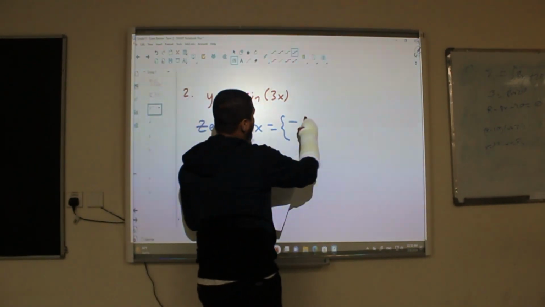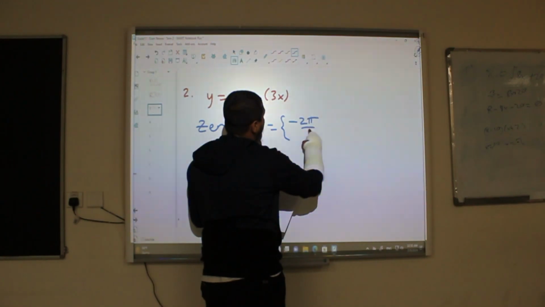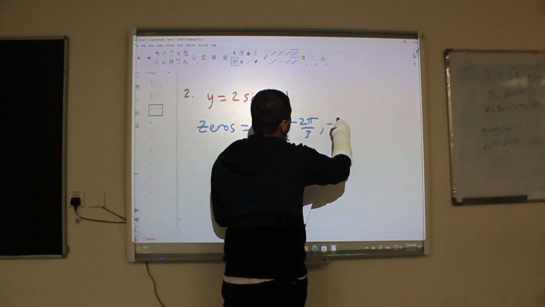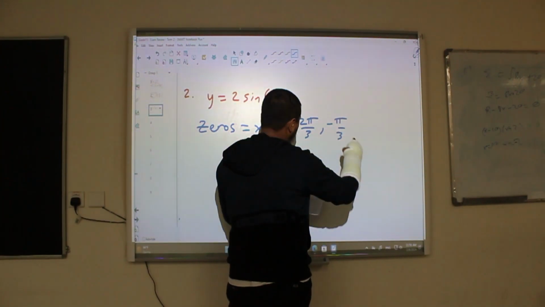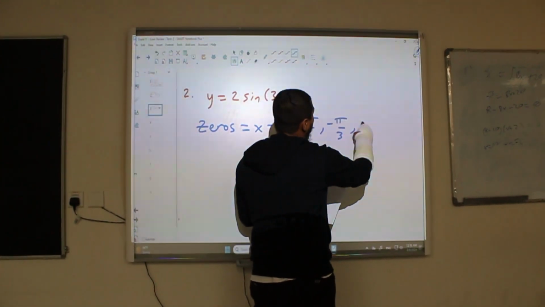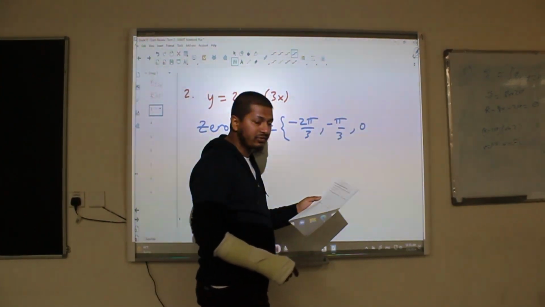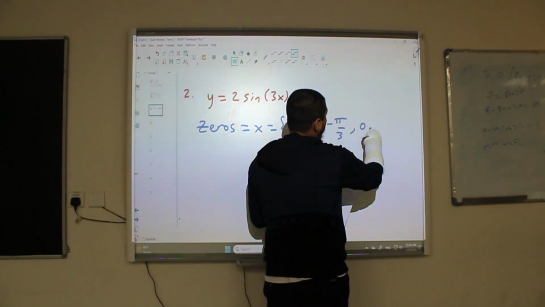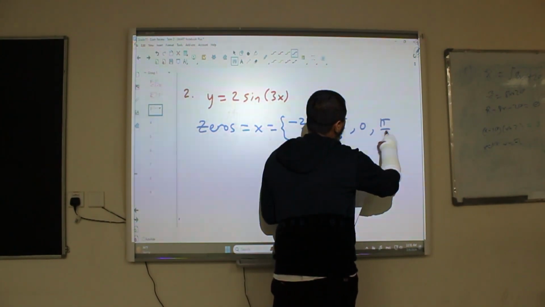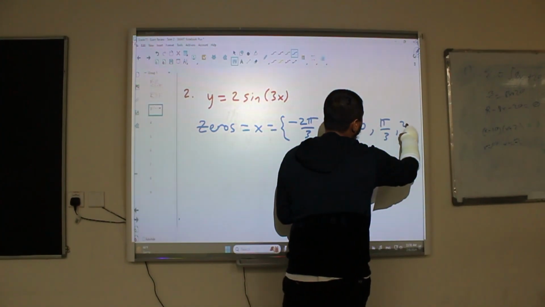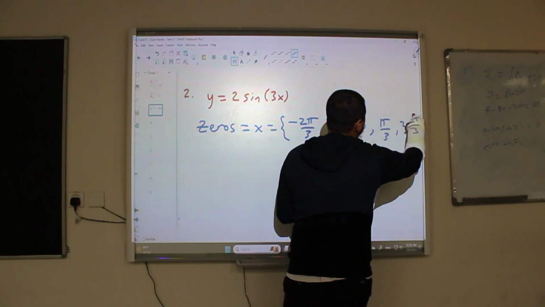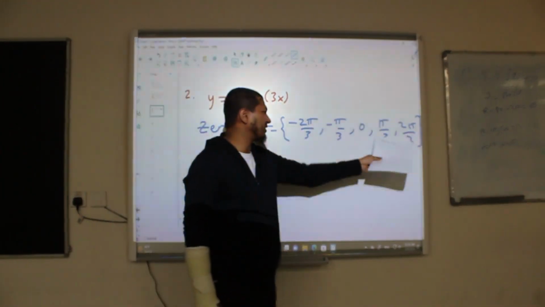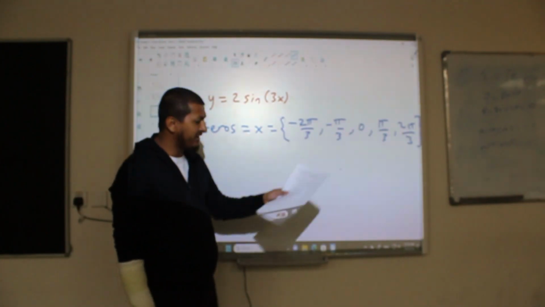So we have -2 pi over 3. We also have -pi over 3. We also have 0, which is an x-intercept, where the graph cuts the x-axis. We also have pi over 3, and finally we have 2 pi over 3. These are all 5, so make sure you close it in curly brackets. So we have 5 zeros.